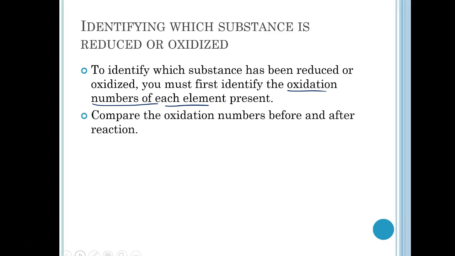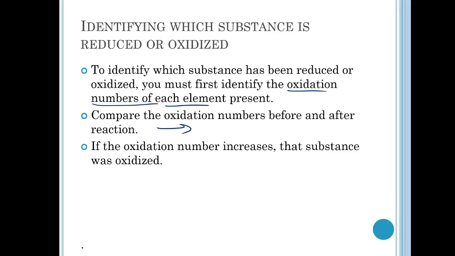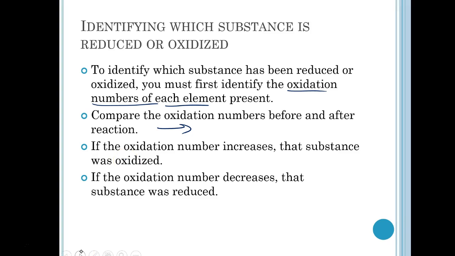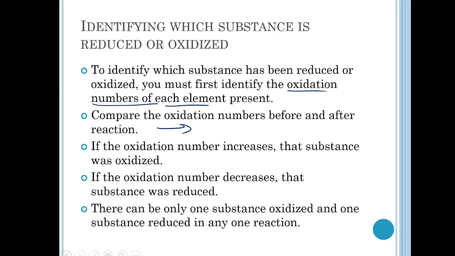You're going to compare the oxidation numbers before and after the arrow, after the reaction. If the oxidation number for an element increases, that substance was oxidized. If the oxidation number decreases, that substance was reduced. And it is possible that something doesn't happen to one of your reactants. I mean, it doesn't get reduced and it doesn't get oxidized. It's possible. It's a spectator ion in that case.